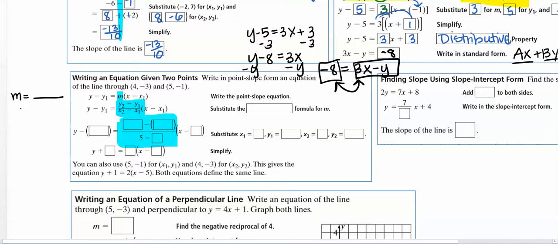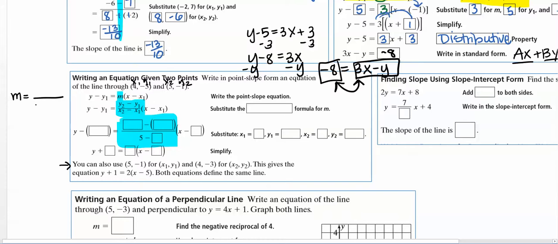I don't like plugging a bunch of weird numbers in for one number and then figuring it out while I'm doing the other part of the process. So I'm going to go ahead and just do it on the side here. So y2 minus y1 over x2 minus x1. Again, it really doesn't matter which one you call which. I think that for this one specifically, they used x1, y1, x2, y2. But then down here it says you can also use 5, negative 1 as x1, y1 and 4, negative 3 for x2, y2, right? It doesn't matter. Okay, but I'm just going to go with this.